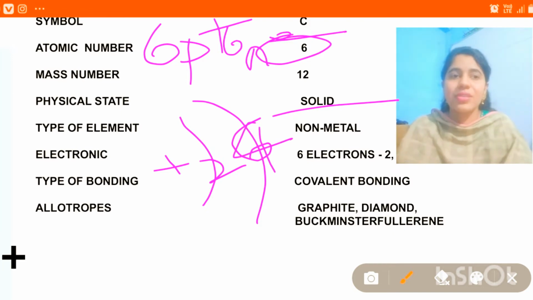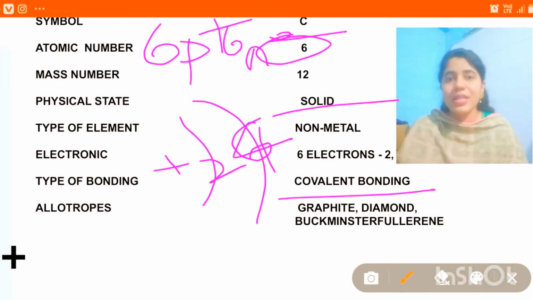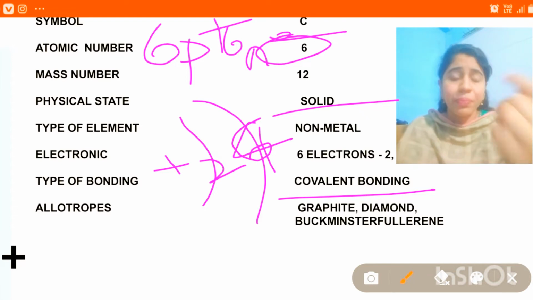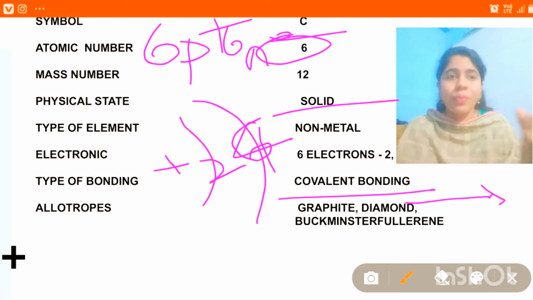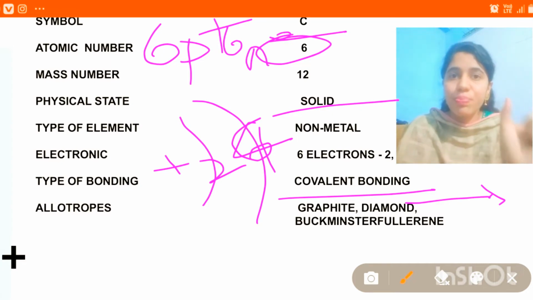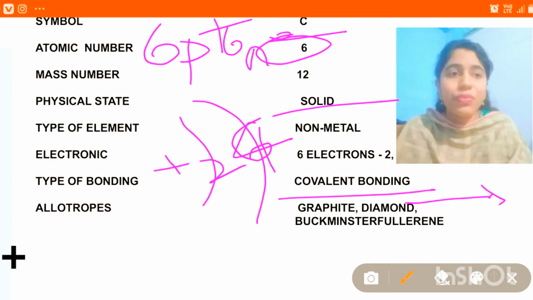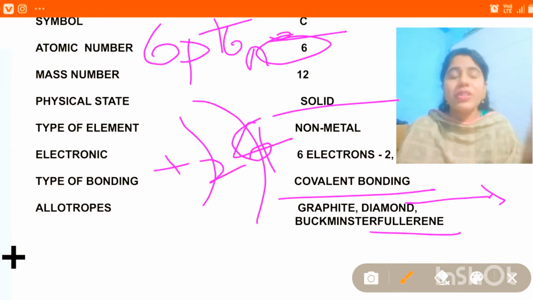Type of bonding is covalent bond. In the further slides we are going to learn why carbon compounds do not form ionic compounds. Allotropes: graphite and diamond are pure forms. When it comes to fullerene, it is artificially made.